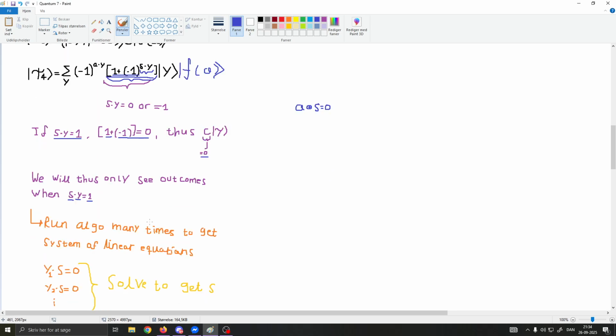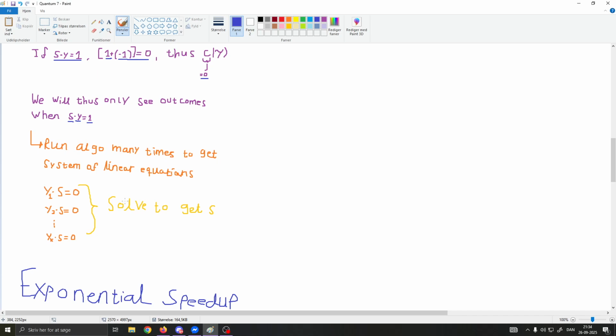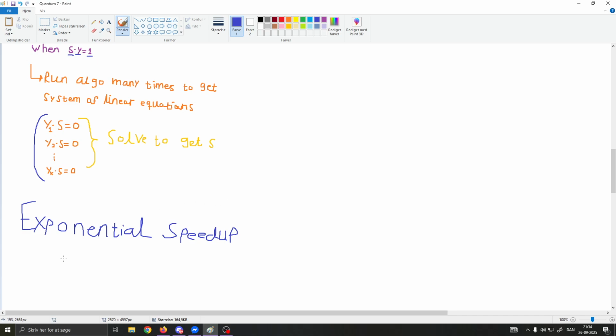What does this practically mean for us? Well, it means that if we run the algorithm several times, let's just say k, we would get a set of linear equations which one can solve. Now, the thing about this set of linear equations is that the amount needed to solve it scales linearly, but the classical computational requirement to solve the system would be exponential, meaning that because we're going from an exponential requirement to a linear requirement, we get an exponential speed up, which is why Simon's algorithm is so powerful.